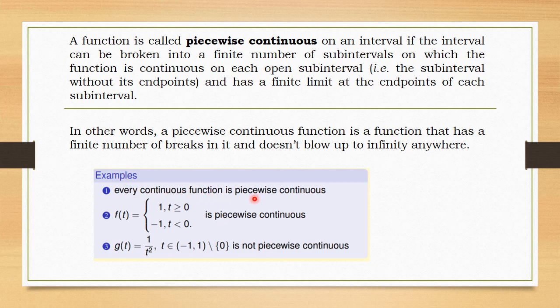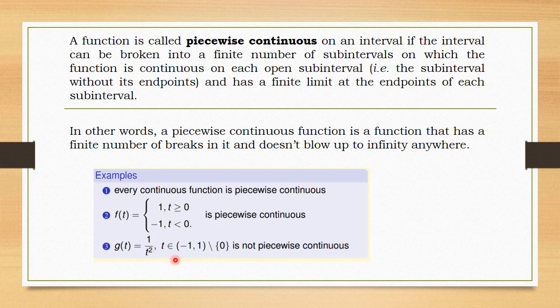For example, every continuous function is piecewise continuous, right? So if your function is continuous, clearly it is piecewise continuous. For example, cos t, sin t, e to the power t, all these functions are continuous, so they are piecewise continuous also, but the converse is not true. Next example: let's suppose your function is defined like, whenever t is greater than or equal to 0 its value is 1, less than 0 its value is minus 1. So at t equal to 0 the function is not continuous, right? But the limit is finite, so therefore this function is piecewise continuous.